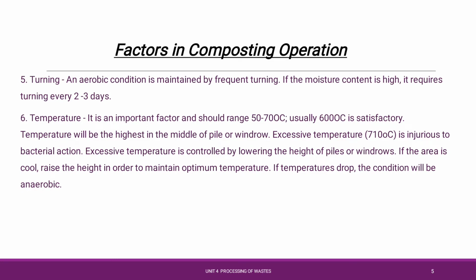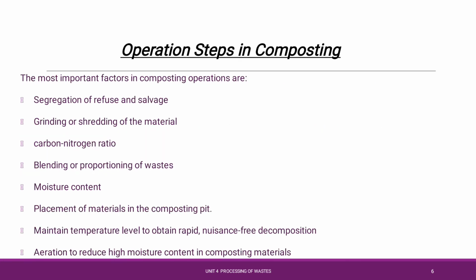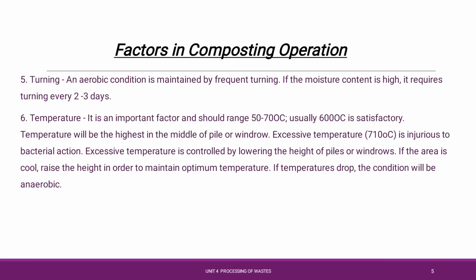Now let's see the factors in composting operation. The factors in the composting operation are usually turning and temperature. Turning is one of the major factors which determines the efficiency of the composting operation, since the aerobic condition is enhanced by frequent turning operations. So frequent turning is necessary, and it determines the efficiency of the composting and the quality of the compost obtained at the final stage of the composting process.